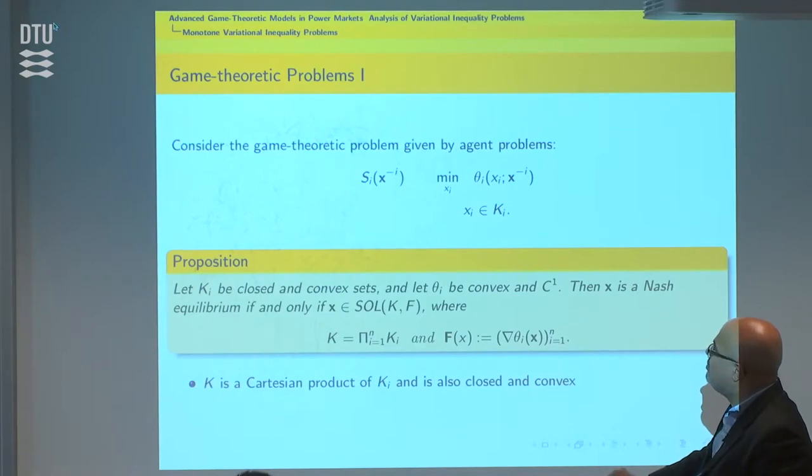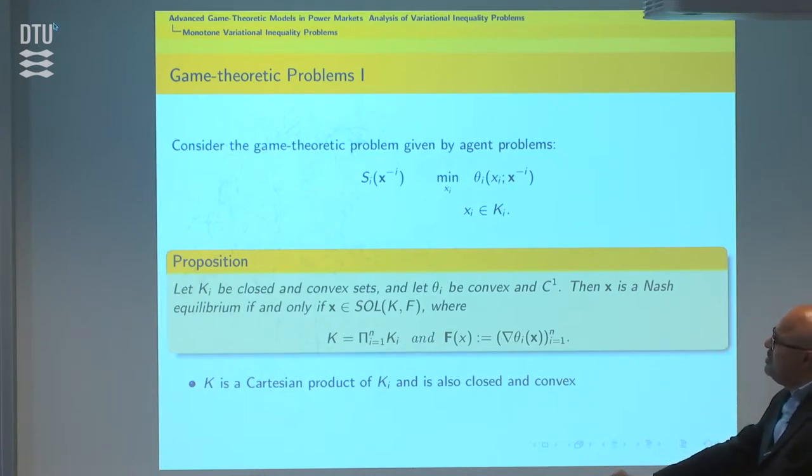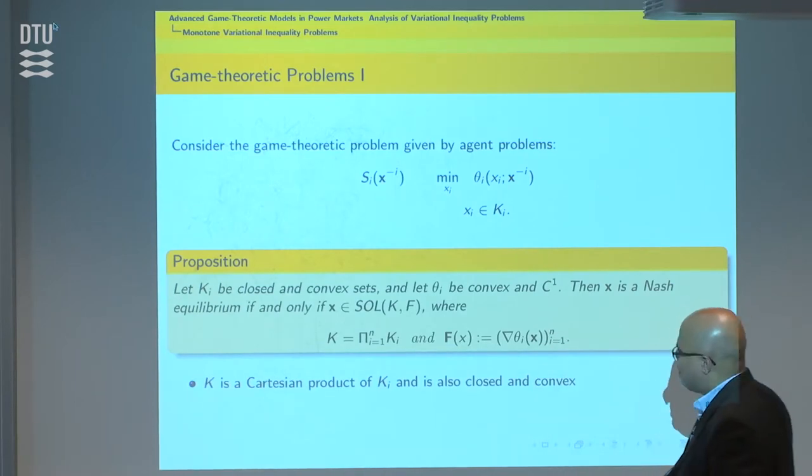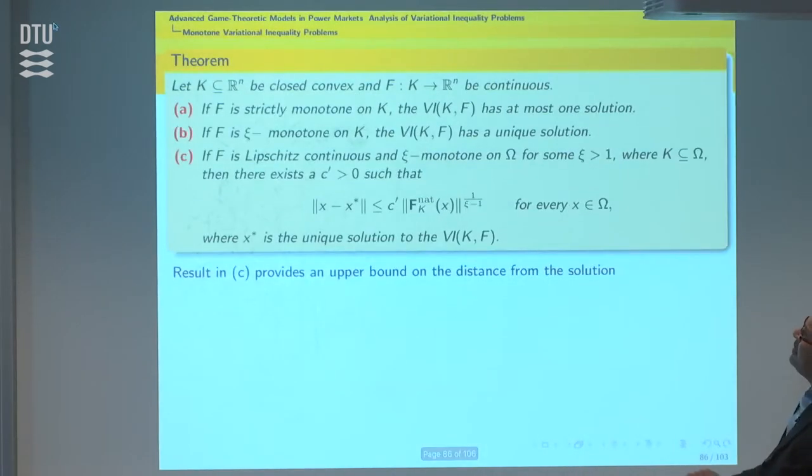But now let's look at the more general set, the game-theoretic problem. So consider the game-theoretic problem given by these agent problems. Let K_i be closed and convex. Now, we've done this already. We've got a VI representation. But now let's talk about monotonicity in terms of uniqueness.